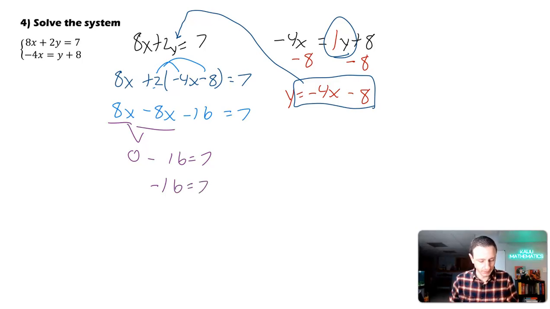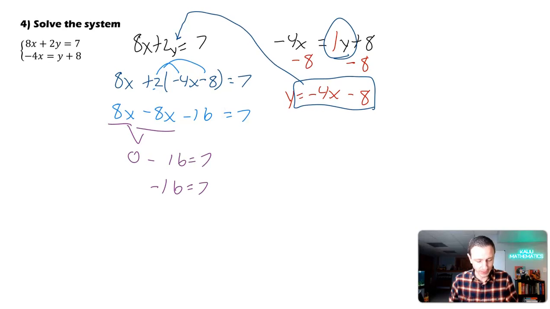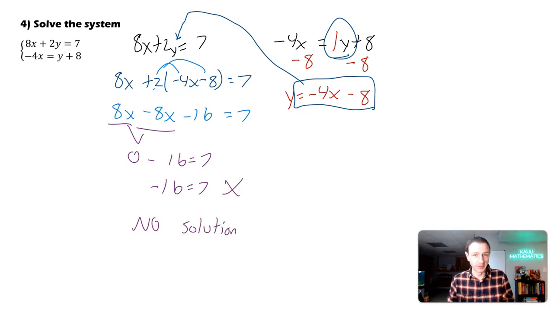That's a false statement. Negative 16 does not equal 7. So since that's a false statement, I'd have to make the conclusion that we have no solution. There's nothing else I could do because those variables dropped out. 8x minus 8x is 0. So that just drops out.